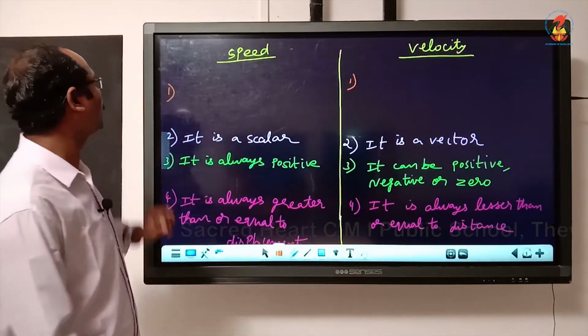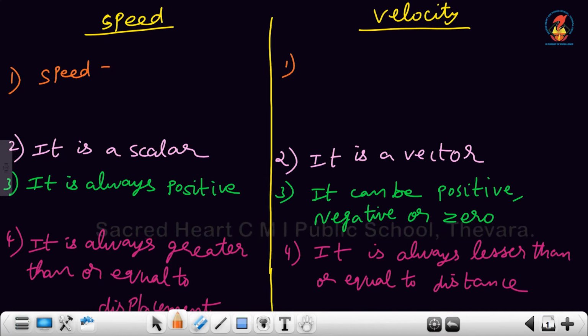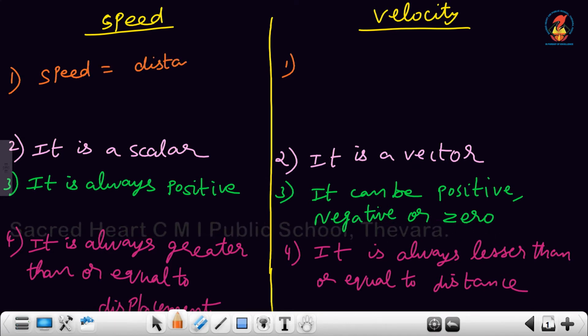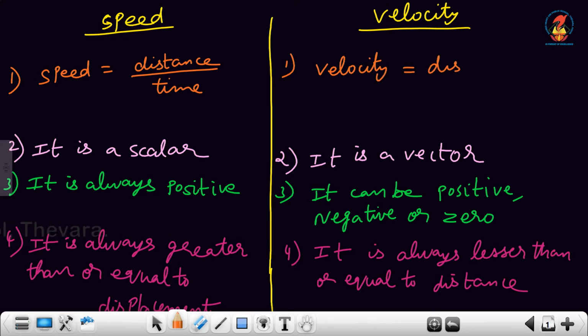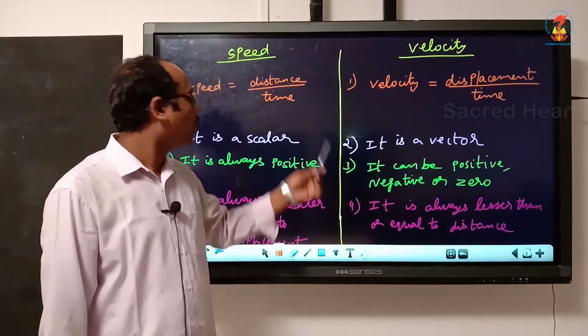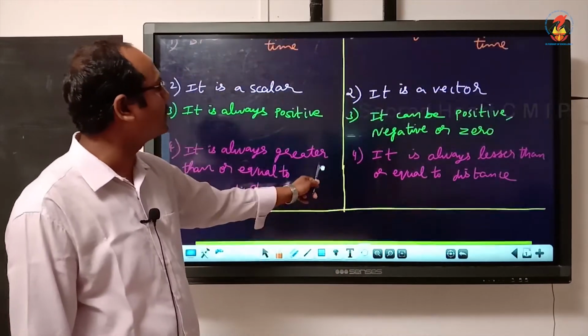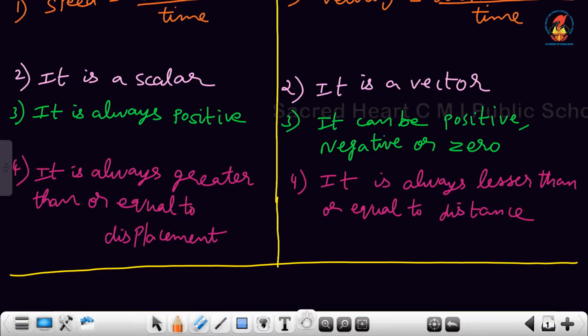Okay, so I can write speed is equal to distance by time. Speed is distance by time, whereas what is velocity? Velocity is displacement by time. Then everything else looks similar. Speed is a scalar, velocity is a vector. Speed is always positive, but velocity can be positive, negative, or zero.